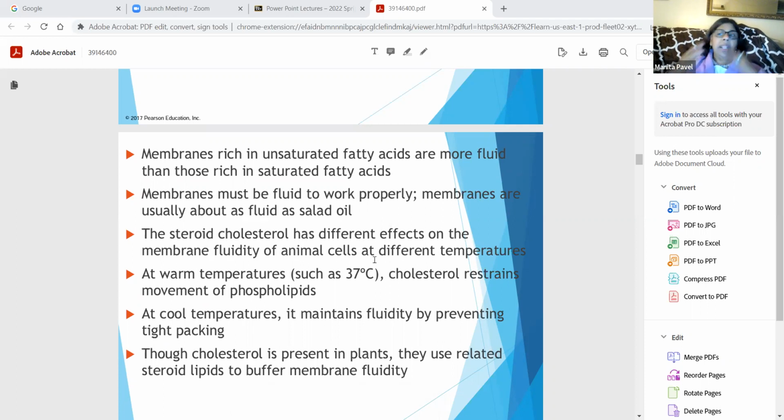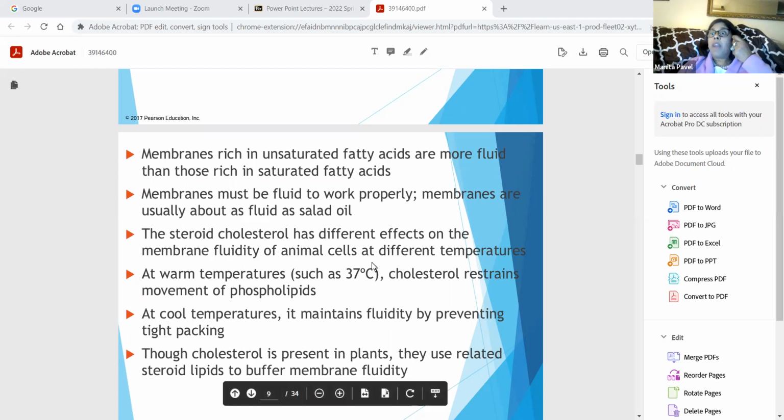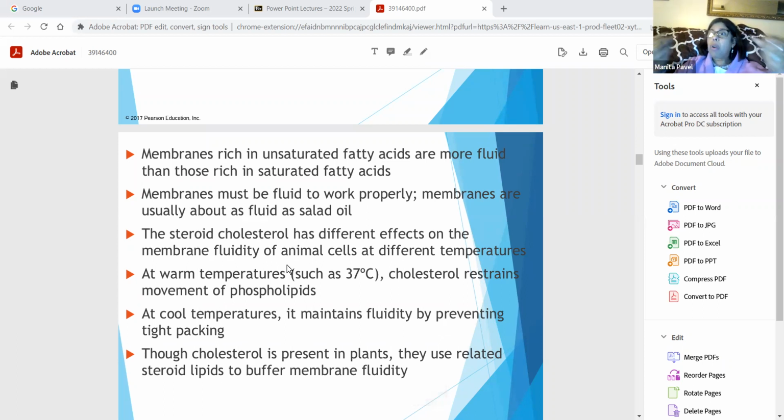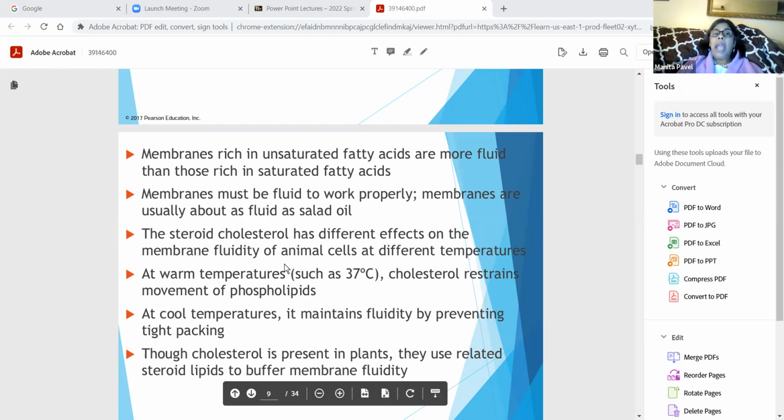They're comparing the fluidity to that of salad oil. Salad oil is very fluid. It's not viscous. It's not thick. So we refer to the steroid cholesterol that is present within the cell membrane, giving lateral movement of other substances, making the bilayer strong, giving it flexibility. And therefore, cholesterol has different effects on membrane fluidity at different temperatures.